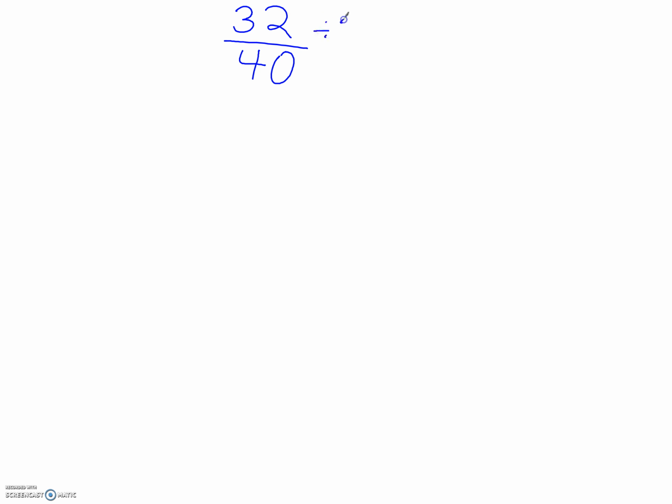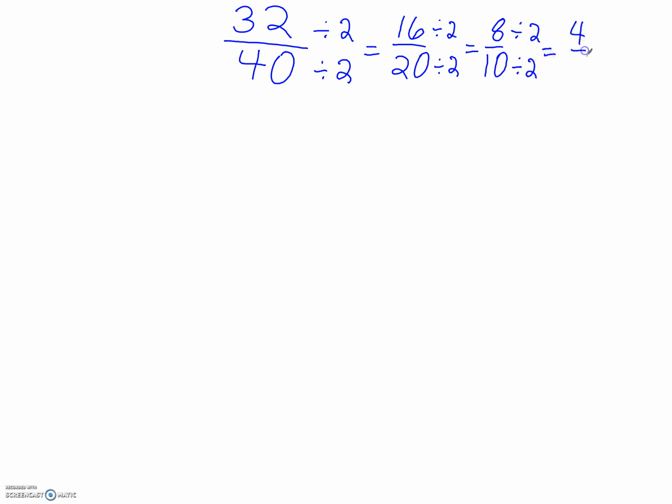So 32 divided by 2, 40 divided by 2 is going to be 16/20ths. And then I ask the kids, well, is it in simplest form? Well, the numerator and the denominator are still both even, so we can continue to simplify. Divided by 2, divided by 2, and we'll get 8/10ths. Now, our numerator and our denominator are still both even, so the kids should know we can divide by 2 again, and that's going to equal 4/5.